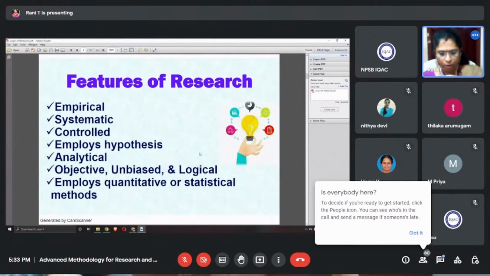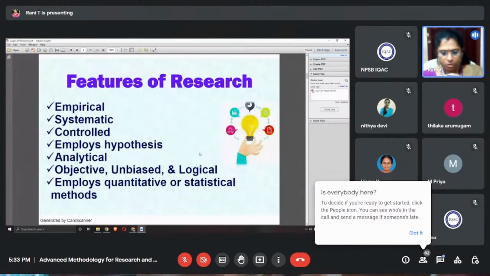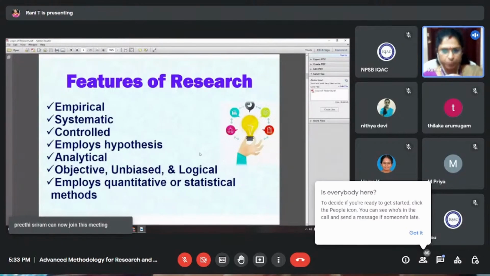And next, when we talk about features, this is the most important thing which we need to know. The first feature is empirical. These are the various classifications inside the features of research, and let me see them one by one. What is empirical? Empirical is due to experimentation, that is, it results from some observation, and after that we conclude with some experimentation. The second one is systematic. Systematic in the sense that we will have a research process, and step by step we will derive a conclusion.